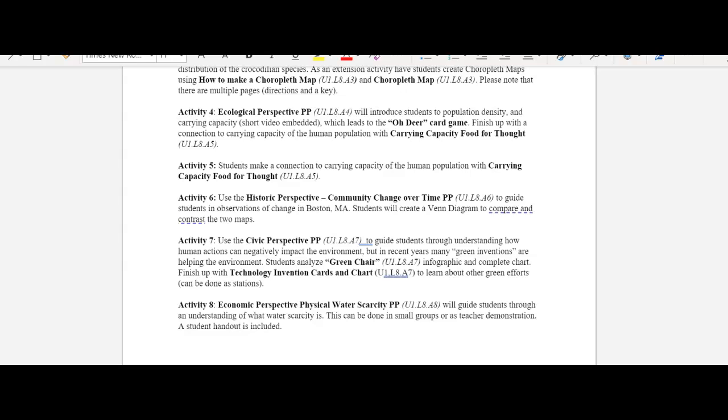Okay, this is Geography of World Regions, Unit 1, Lesson 8 Overview.